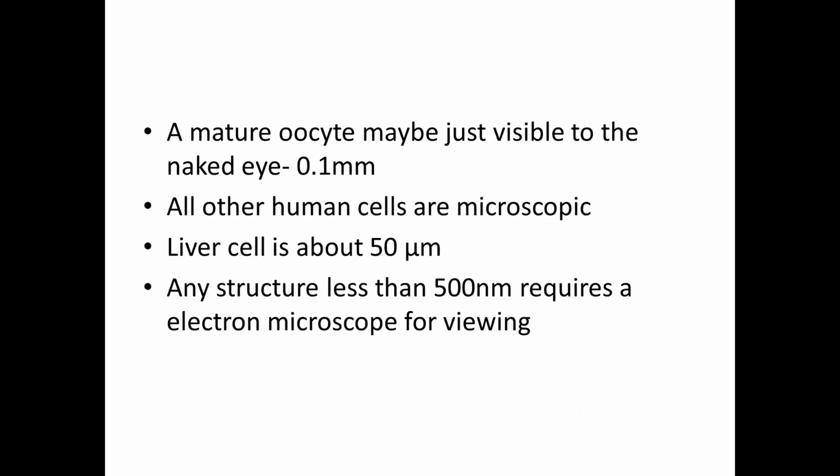As I said, a mature oocyte may be just visible to the naked eye because it's about 0.1 millimeter in size. All other human cells are microscopic. A liver cell is about 50 micrometers, and any structure which is less than 500 nanometers requires an electron microscope for viewing.